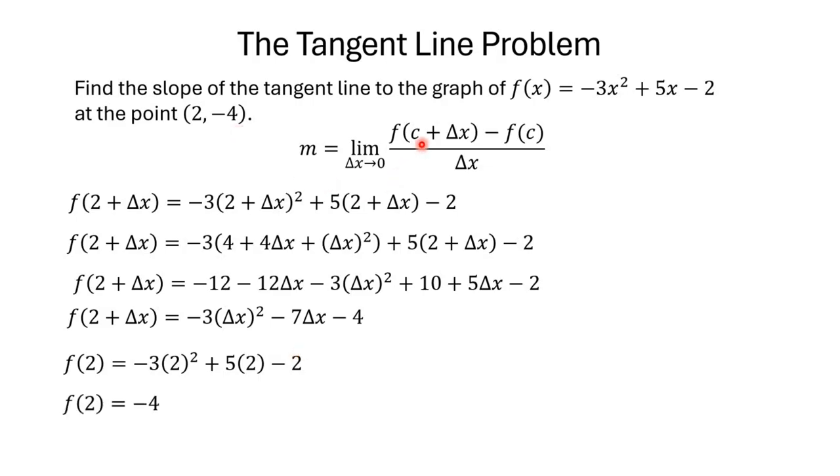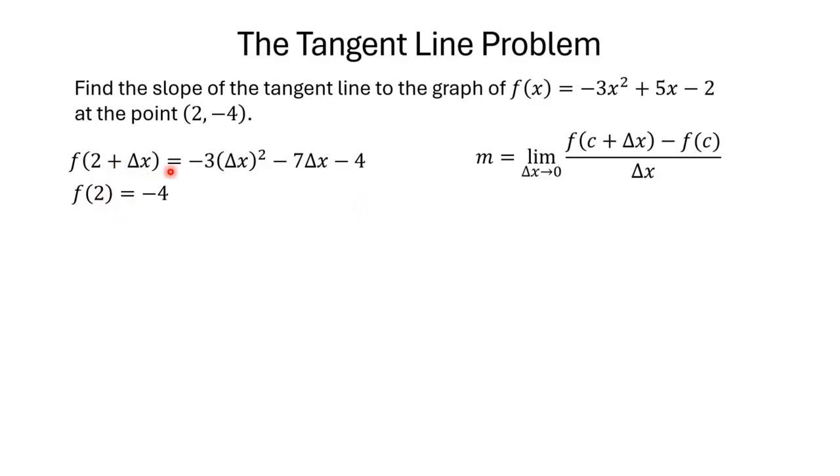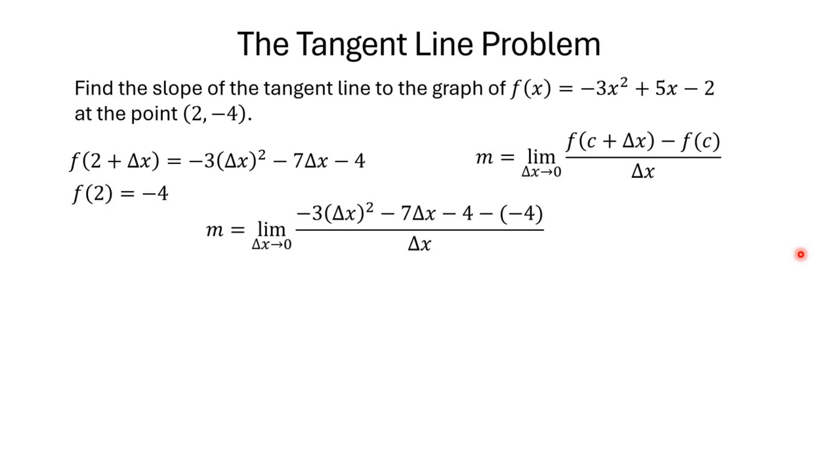Now I'm going to plug all of this into my limit of the difference quotient. So there's f of 2 plus delta x, and there's f of 2. I'm plugging those both into the numerator here. The f of 2 plus delta x is right here, and the f of 2 is right here, and that's all divided by delta x, and I'm taking the limit as delta x approaches 0.